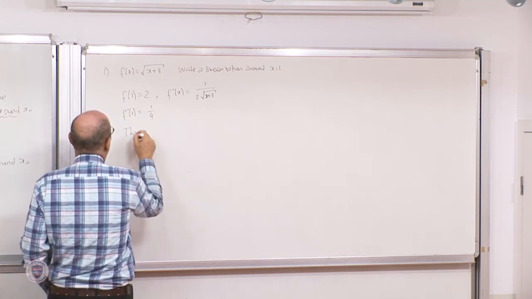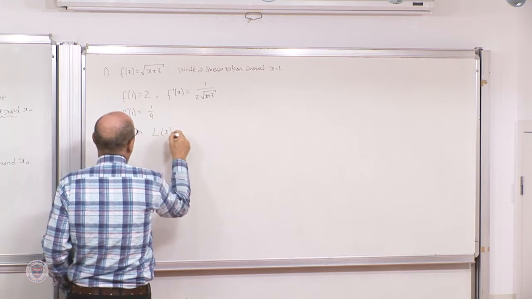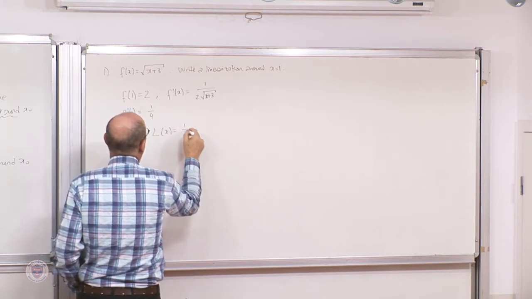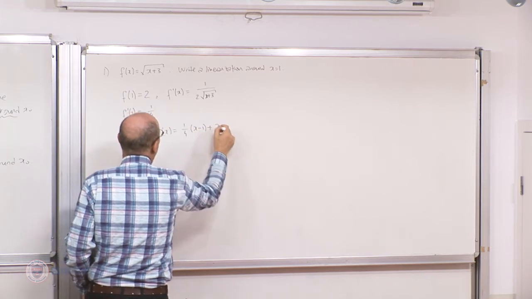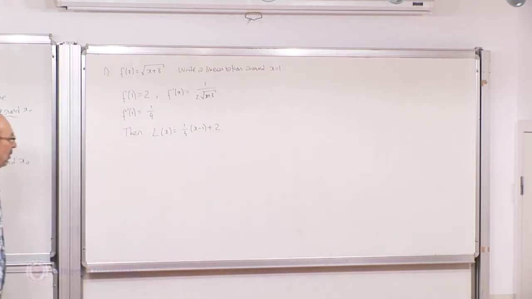Then the linearization is equal to 1 over 4 times x minus 1 plus 2. If you are going to use this, then you may simplify it. Okay, but this is the linearization.